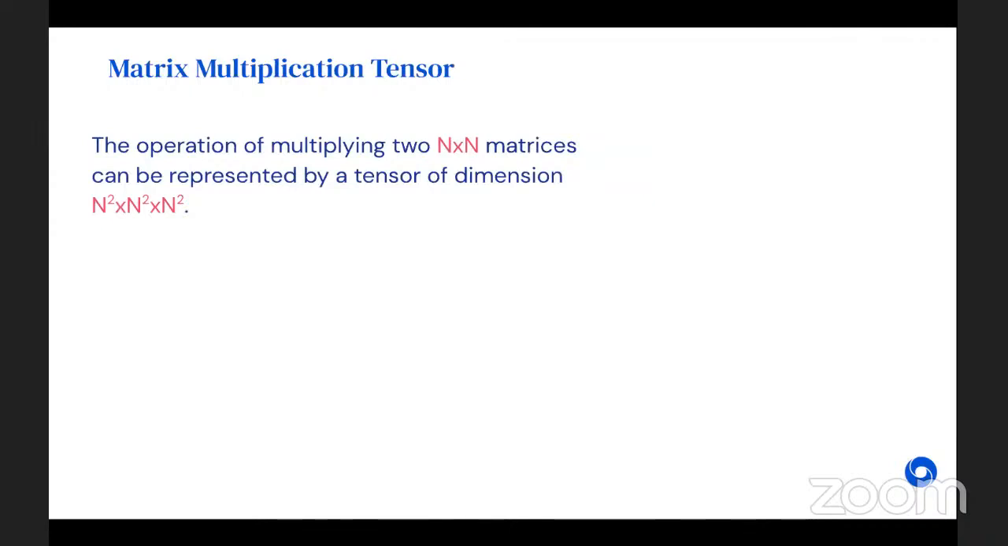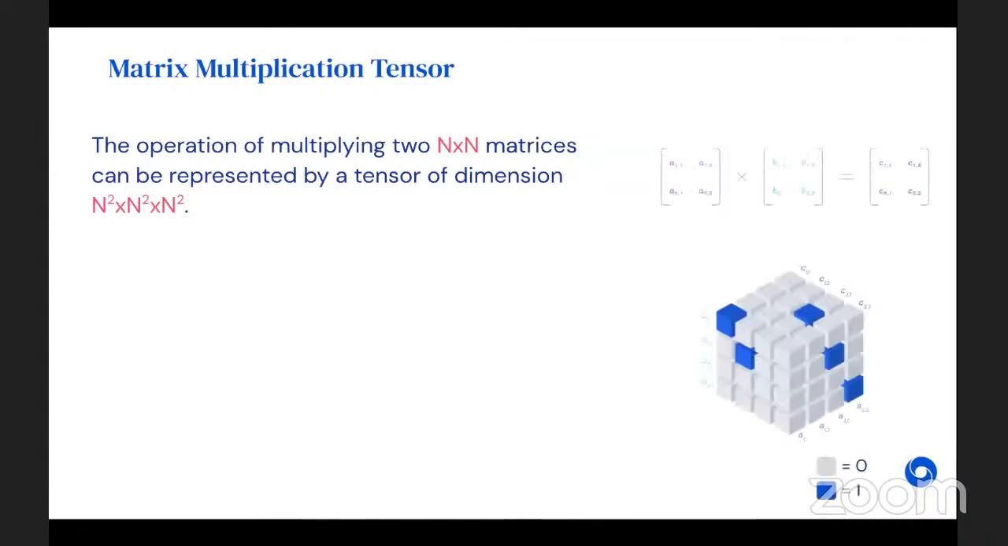Okay, so linear maps, you can represent these as matrices. Bilinear maps, and matrix multiplication is one bilinear map, you can represent as a tensor. Okay, so in particular, there is what we call the matrix multiplication tensor associated to the matrix multiplication operation, which is bilinear, as I just said, and it's of dimension n square by n square by n square. Okay, so for example, for the 2 by 2 case that we just studied, it's a 4 by 4 by 4 tensor, and this tensor is independent of the matrices that you want to multiply.